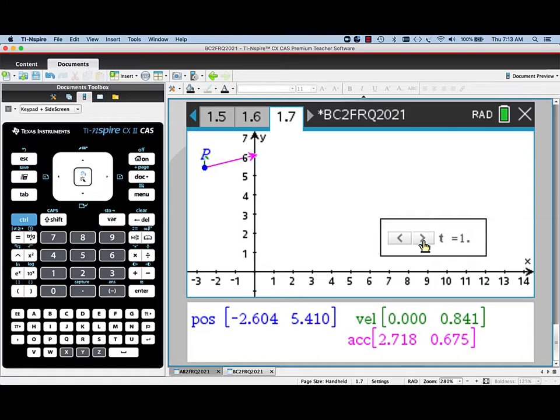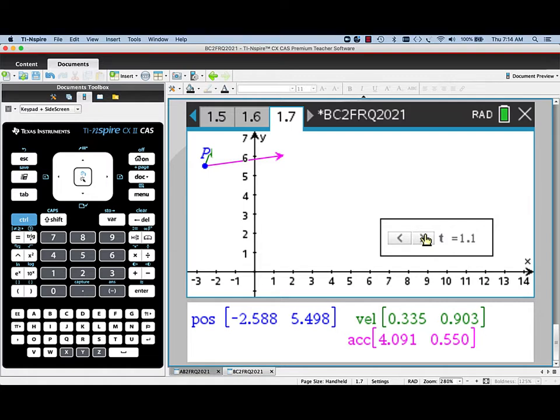When I reach t equals 1, I notice that the x-coordinate of the velocity is now 0. Recall we were looking for the position of the particle when it's reached its leftmost position, so this may be significant. In fact, that acceleration vector suggests the velocity is going to start turning to the right. So this position right here may be that leftmost position we're looking for.